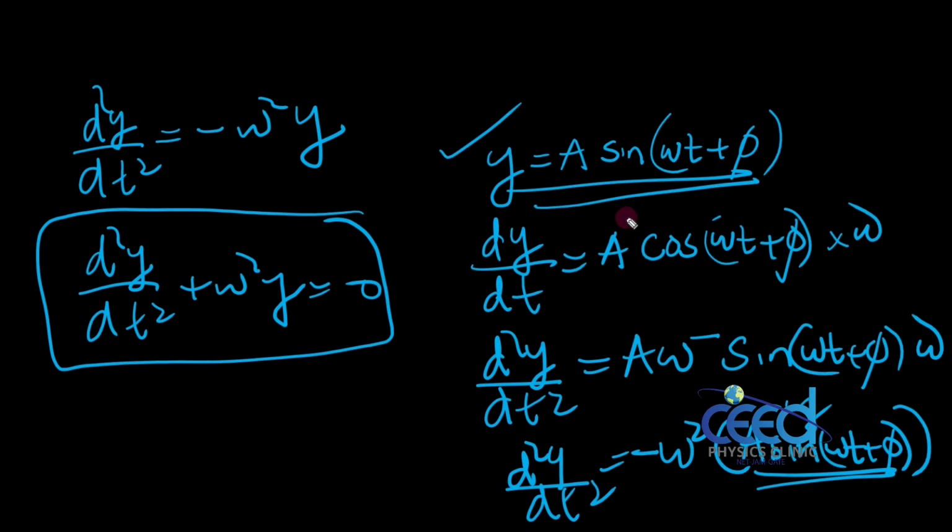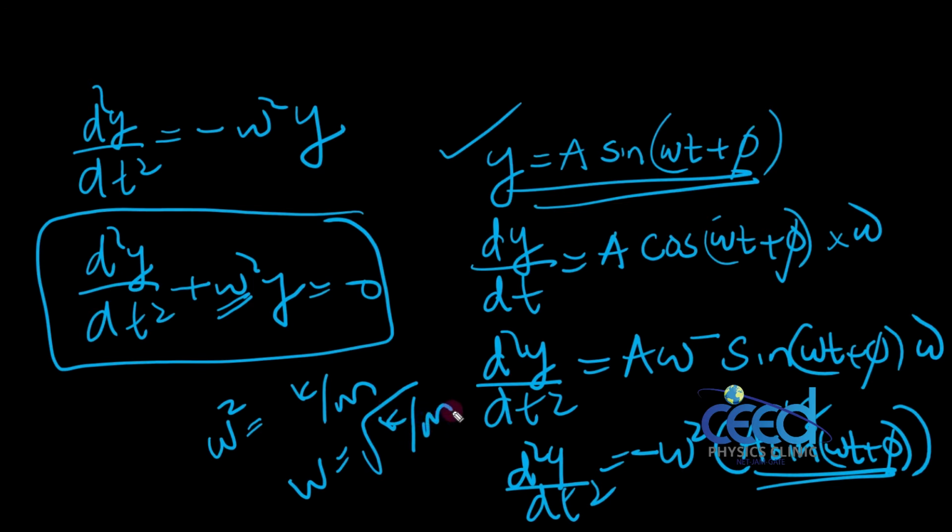Here we have derived that ω² represents the angular frequency, which we have studied earlier. For a spring mass system, ω² is equal to k by m, and ω is equal to root k by m. That is all we have discussed. Okay, now this is all about this differential equation.